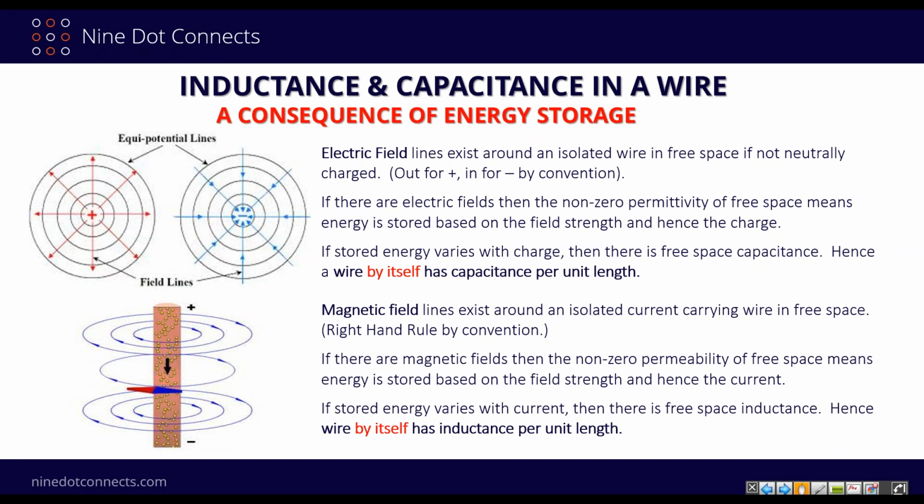A wire by itself has capacitance per unit length, even if it's out in the middle of free space. Similarly, if you have a wire in the middle of free space and you send current through it, that creates an H field around it, and that H field contains a certain amount of energy based on the permeability of free space. So it stores energy. Well, since it varies with the current, that means that it has an inductance. So a wire in free space has both capacitance to infinity and inductance per unit length.